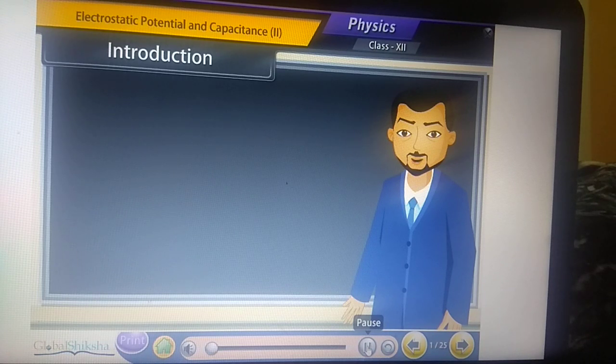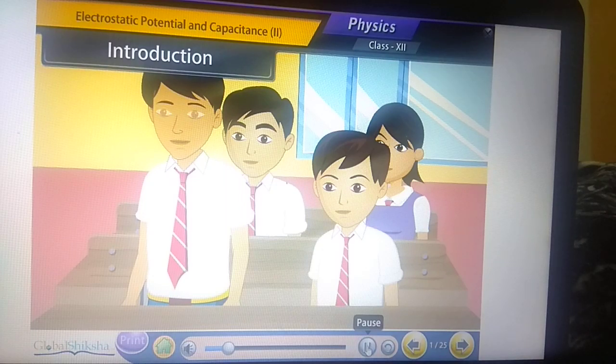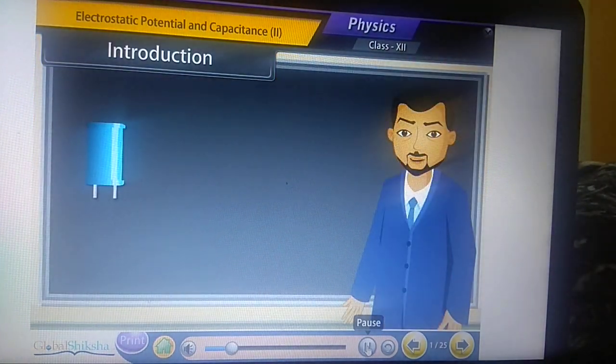Students, today we will study a new topic. Before further proceeding, I want to ask you something. Do you know about this? Sir, it's a resistor. No, Ram, it's not a resistor. Anybody else? Okay, I will tell you. This is a capacitor. It is used to store the electric energy.